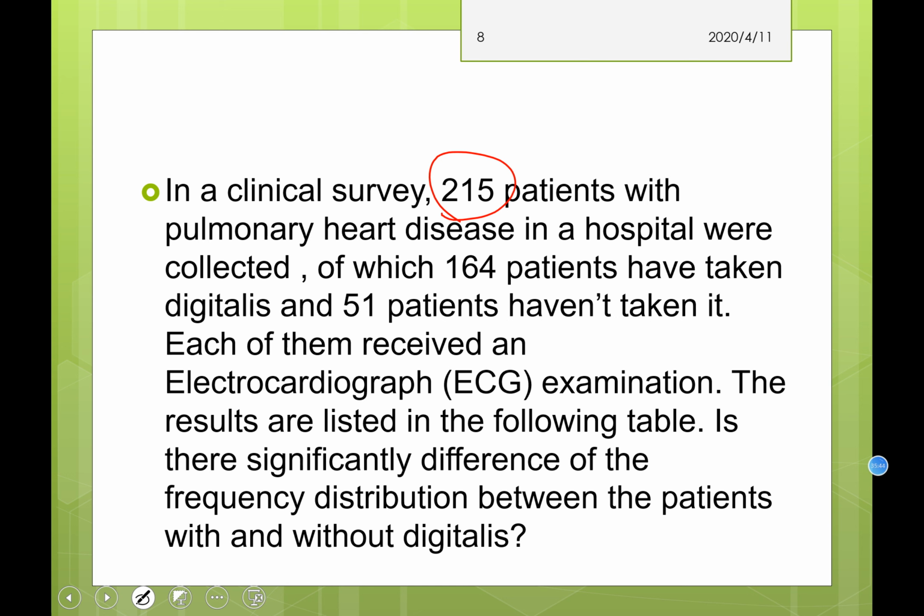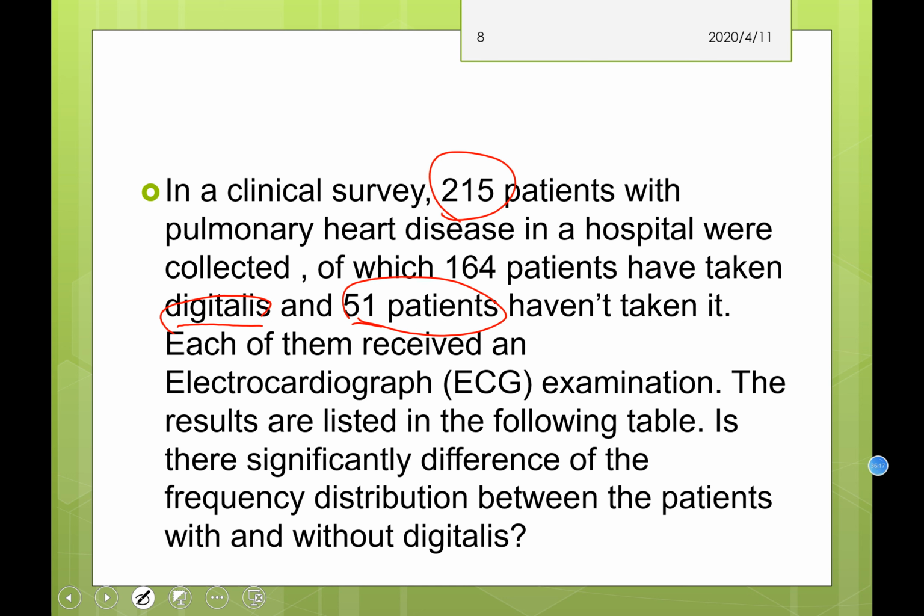So that means the little n in the right corner of the frequency table is 215. And then we can find that of which 164 patients have taken digitalis, and that is a drug. And 51 patients haven't taken it. So that means we divided all the patients into two groups. The first one is who take the medicine, and the second one is who didn't take the medicine.